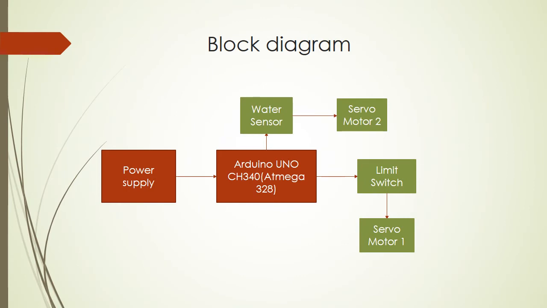And here is the block diagram of my project. The first thing is the power supply, which is connected to the Arduino Uno CH340 with the ATmega328, and then the water sensor, which is connected to servo motor 2, and after that the limit switch, which is connected to servo motor 1.